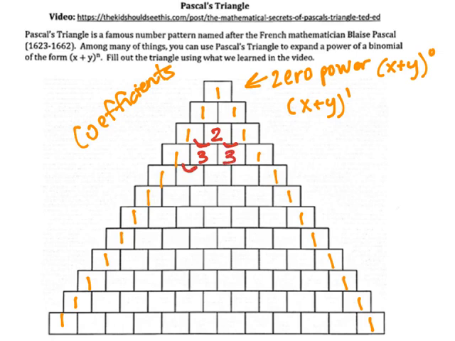And then 1 plus 3 gives you 4, 3 plus 3 gives you 6, 3 plus 1 gives you 4. 1 plus 4 is 5. 4 plus 6 is 10. 6 plus 4 is 10. 4 plus 1 is 5. So hopefully you're seeing where I'm getting these numbers from. 1 plus 5 is 6. 5 plus 10 is 15. 10 plus 10 is 20. 10 plus 5 is 15. 5 plus 1 is 6.